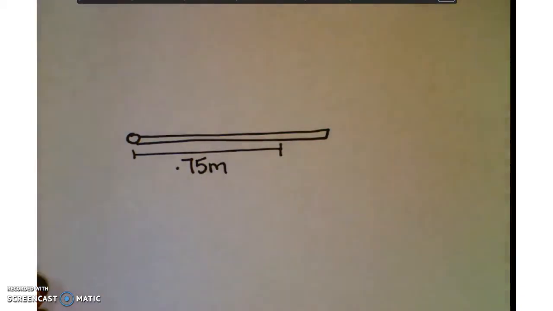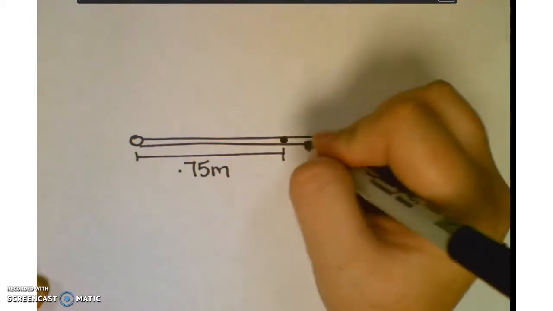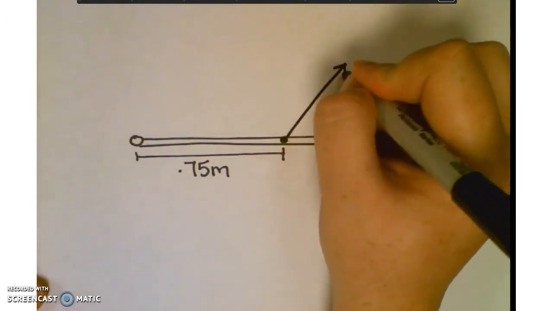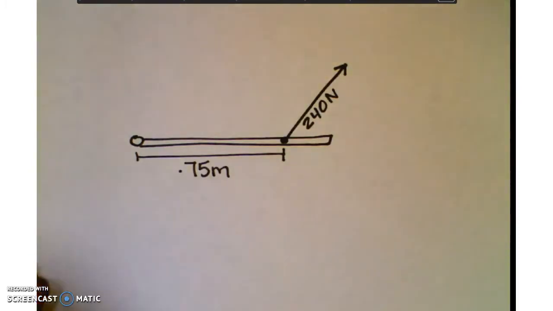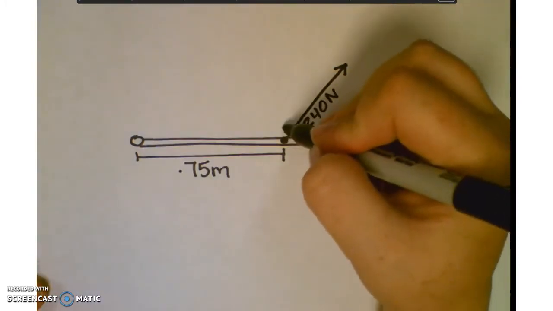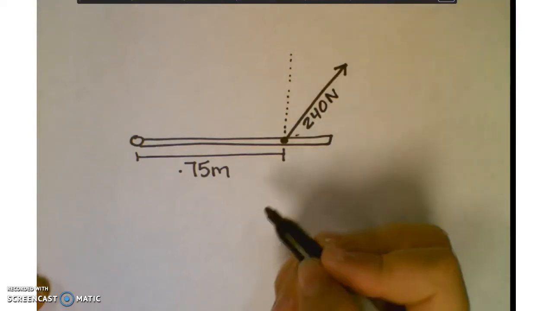The distance the force is from the pivot is 0.75 meters. Now, the problem states that we apply a force at that location of 240 newtons. So here's my force vector, and we apply that force. Remember, the size is important. So here's the size, the magnitude.